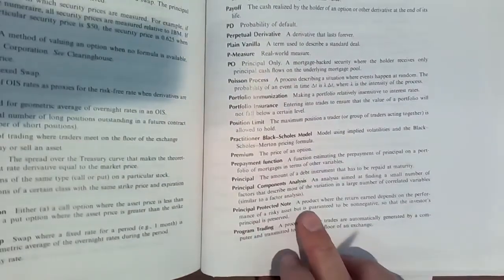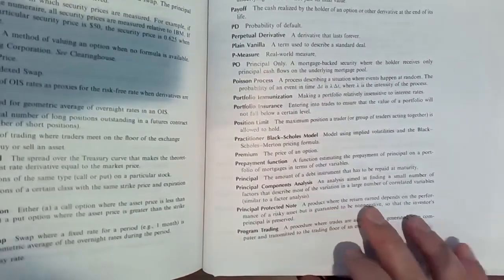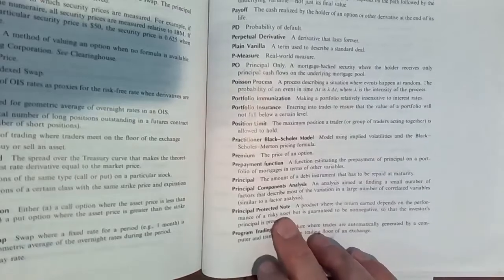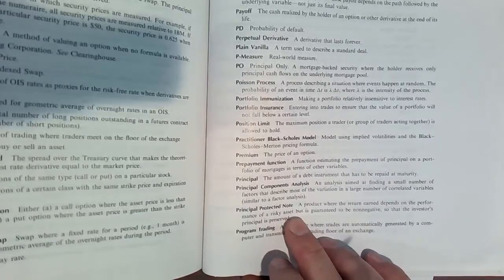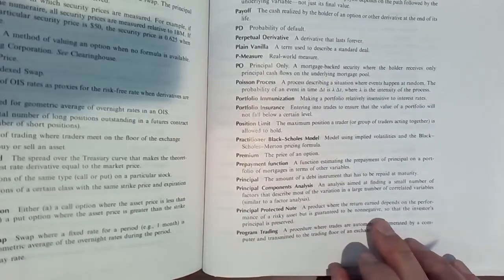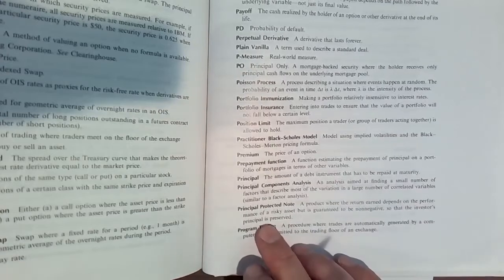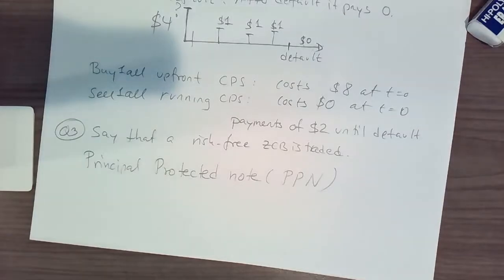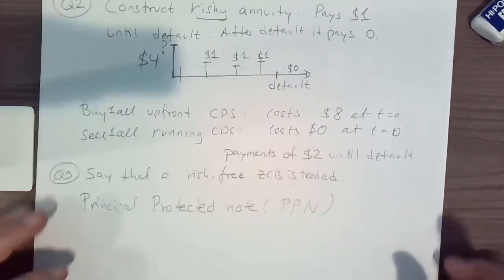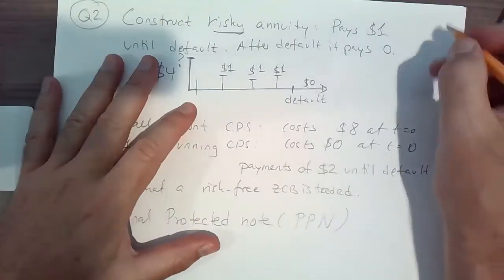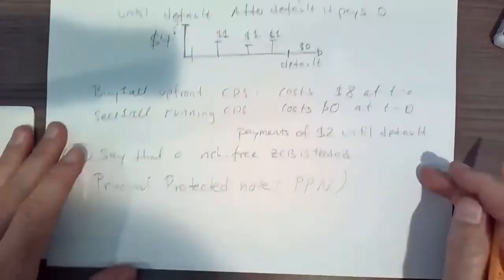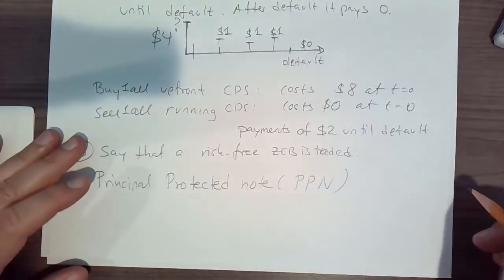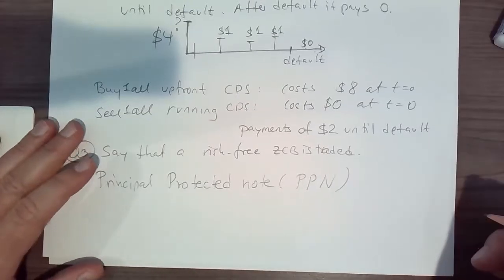Principal protected note: this is a product where the return earned depends on the performance of a risky asset, but is guaranteed to be non-negative so that the investor's principal is preserved. Right, so the principal you're guaranteed to get back. Okay, so we need to create a note, a financial instrument such that you get your principal back for sure.